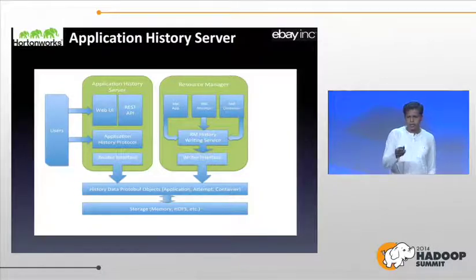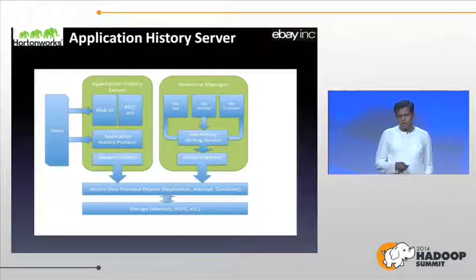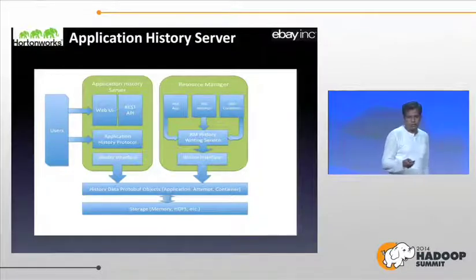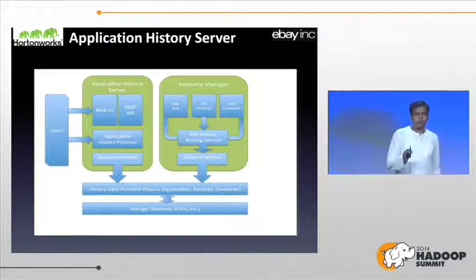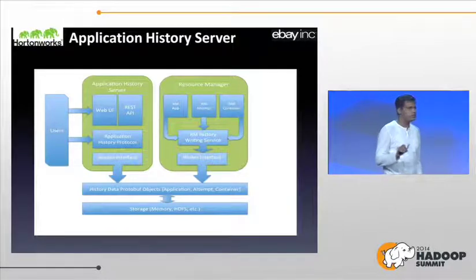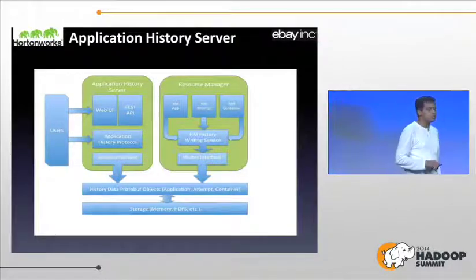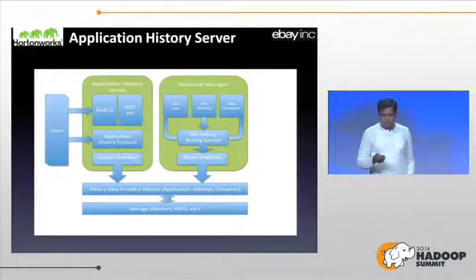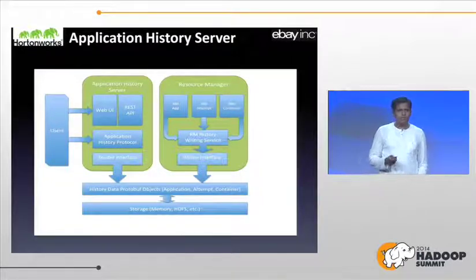So as soon as any application finishes, it writes the data. There is a user, and there are the web UI and REST APIs you can use to get the data, and you can get the specific data for the applications. And then there is a CLI, so we have an application history protocol where you can directly use the CLI to get the data, as well as the reader. It uses a reader interface. A reader interface goes to the storage, gets the data, and serves it to the users. We have two storages, which I just explained, the HDFS and the memory. You can write your own storage if you want.